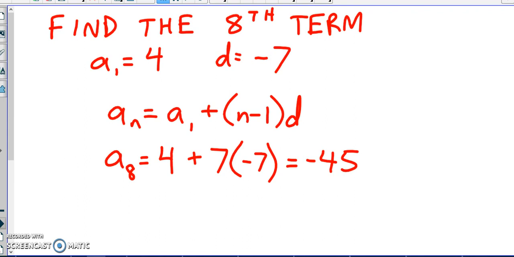Now, at some point, it might be useful to take all the terms of a finite arithmetic sequence and add them together.